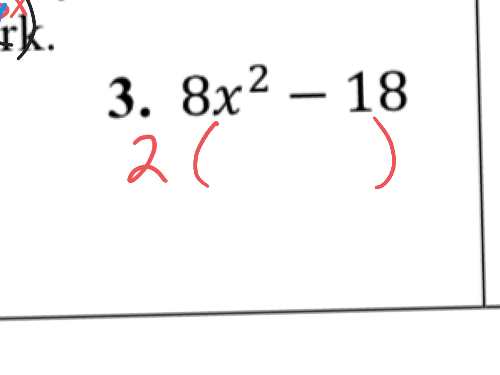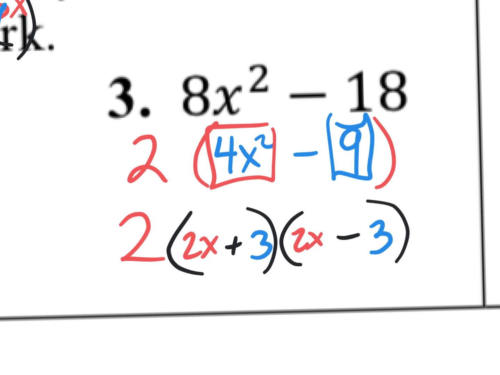Now, I did pull out the GCF of 2. What's left on the inside? I have a perfect square term right here. I have a perfect square term right there. So the 2 that's on the outside is still going to be there. But let's do the square root of 4x squared. What do I get? 2x. And how about the square root of 9? Yeah, and one's going to be a minus, one's going to be a plus. And there's your final factored form.